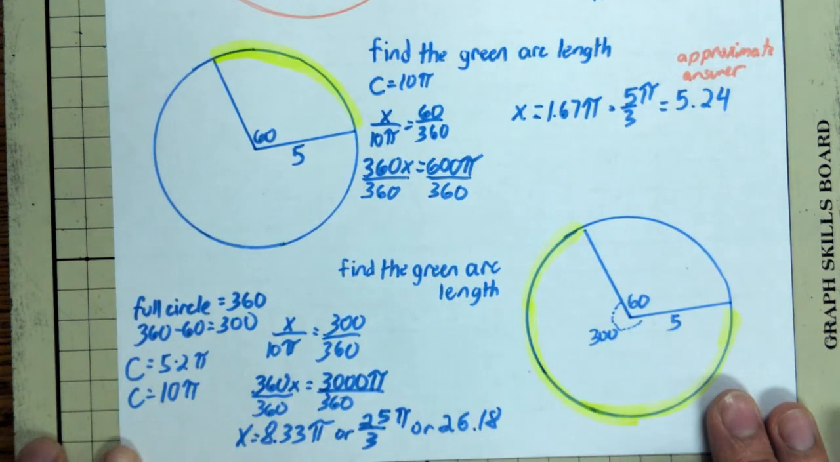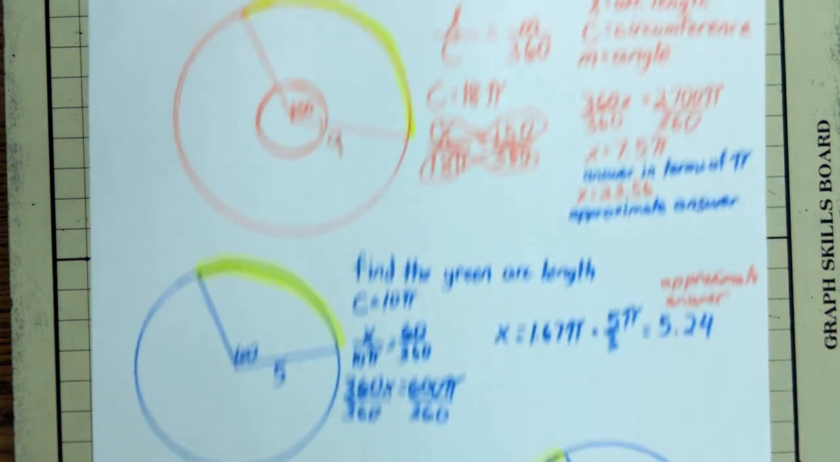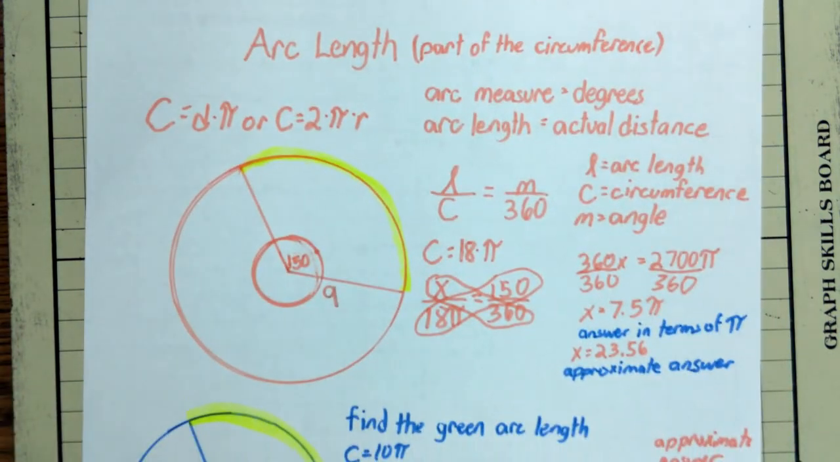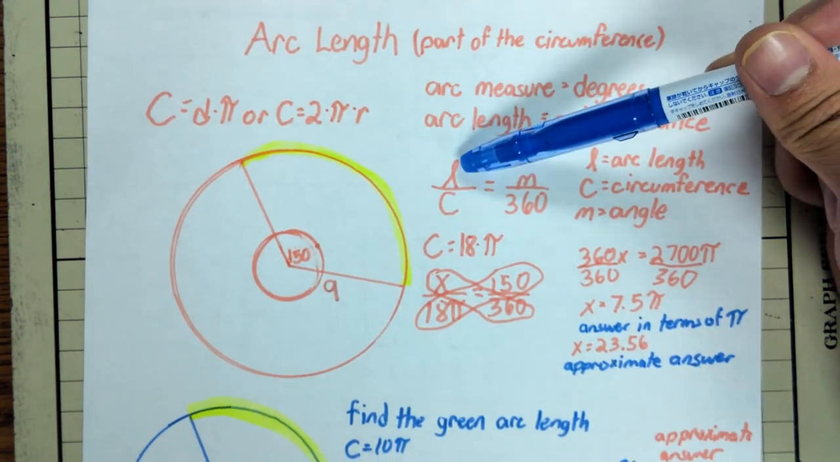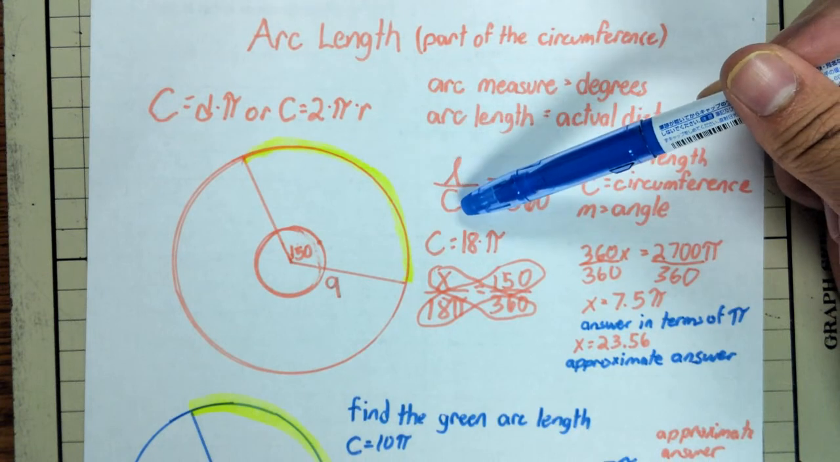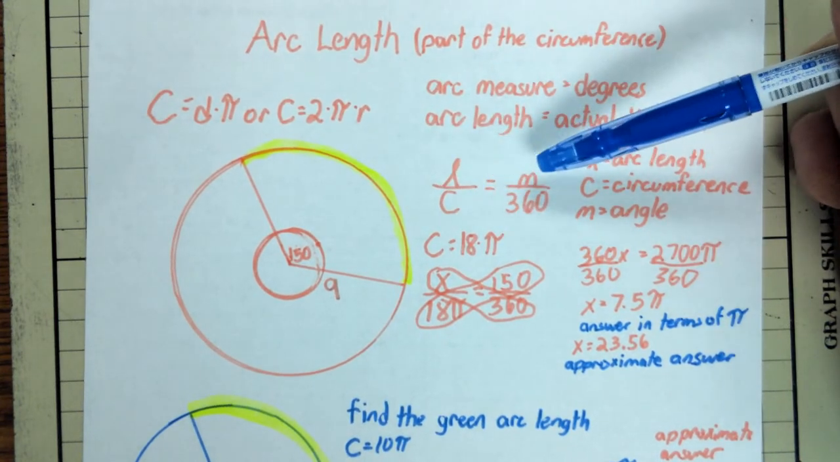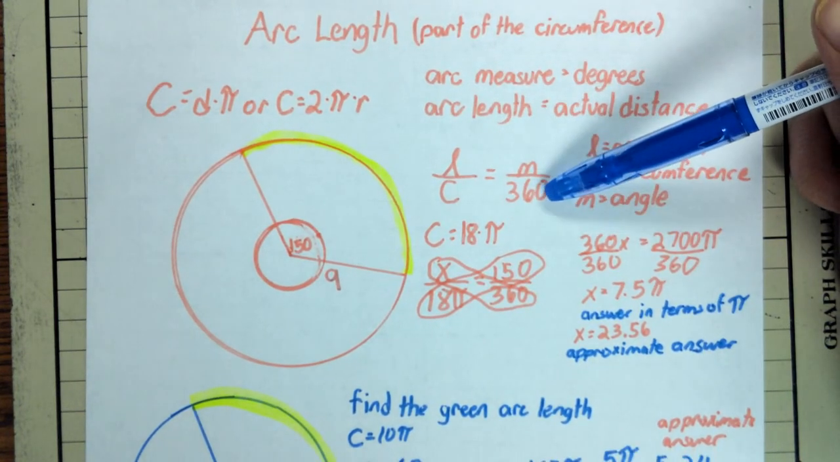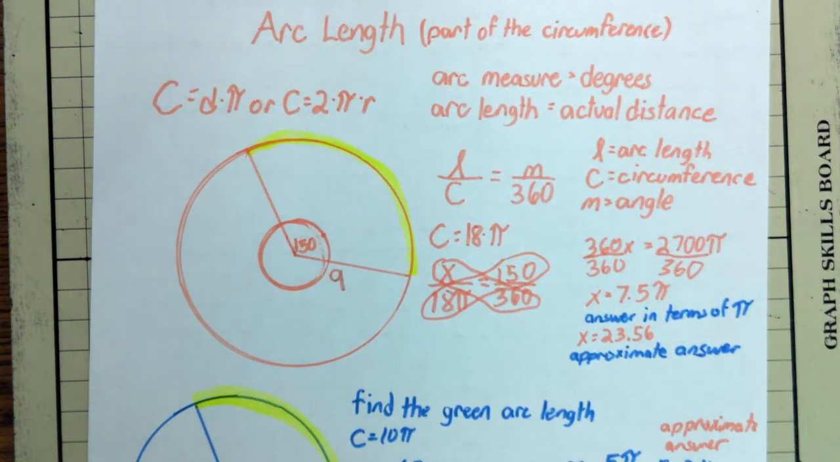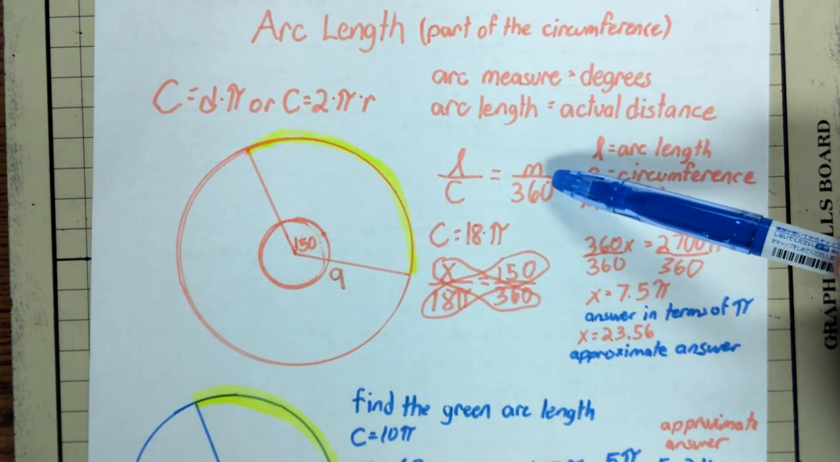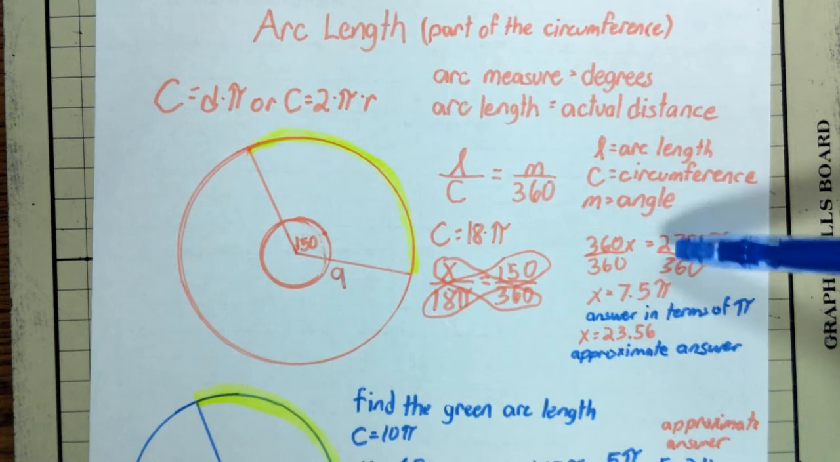So there you have arc length. The general idea here is when you set up your proportion, part of the circumference over full circumference equals part of your angle over full circle angle 360. And then once you set it up, it's cross multiply and solve for x.